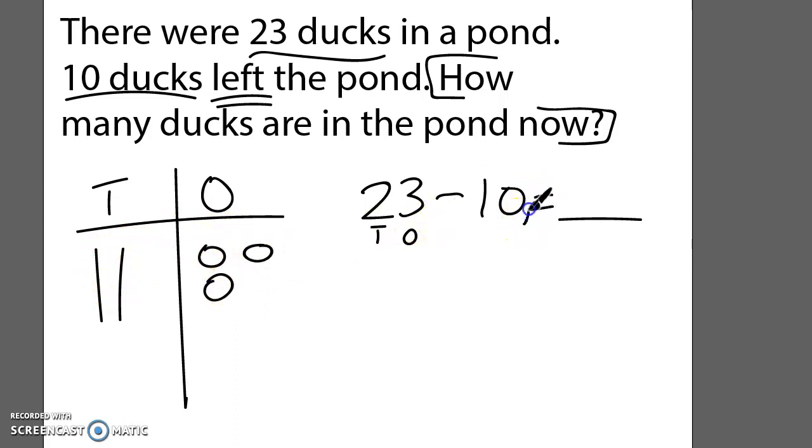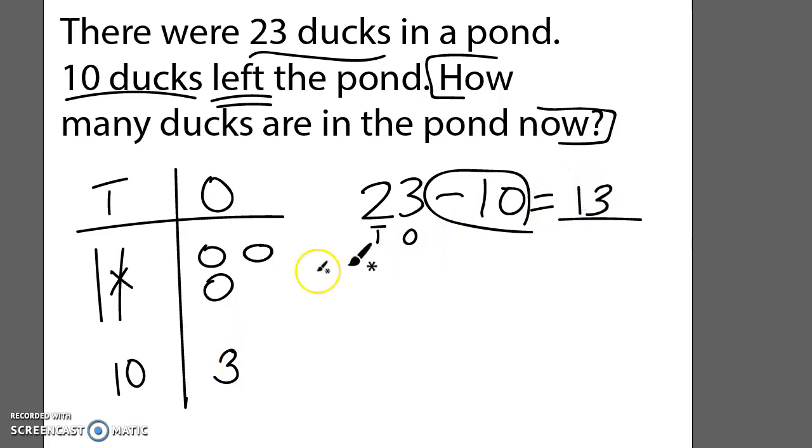Now the problem says that we have to subtract 10. So we're going to put an X over our tens block here. Let's see what we have left. We have 1 10 plus these 3 1s. So 10 plus 3 is 13. I could also count it like this: 10, 11, 12, 13. So that lets us know that 23 minus 10 equals 13.